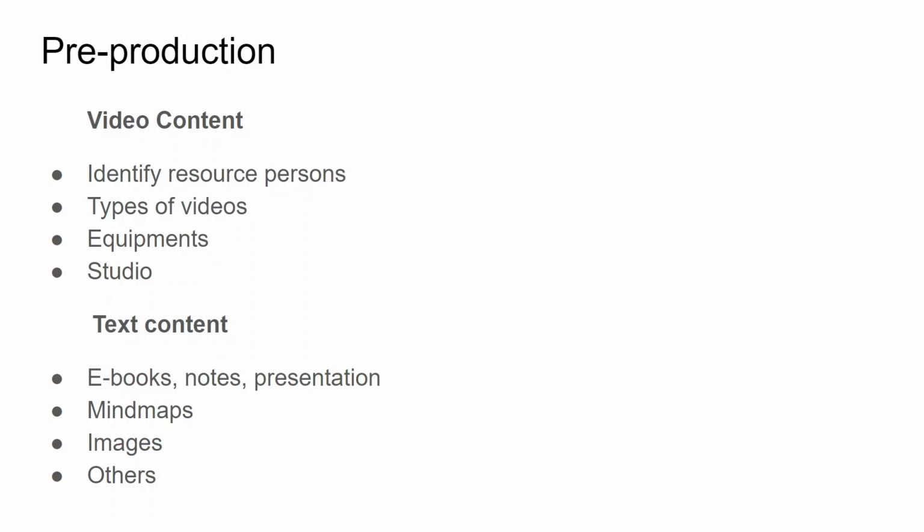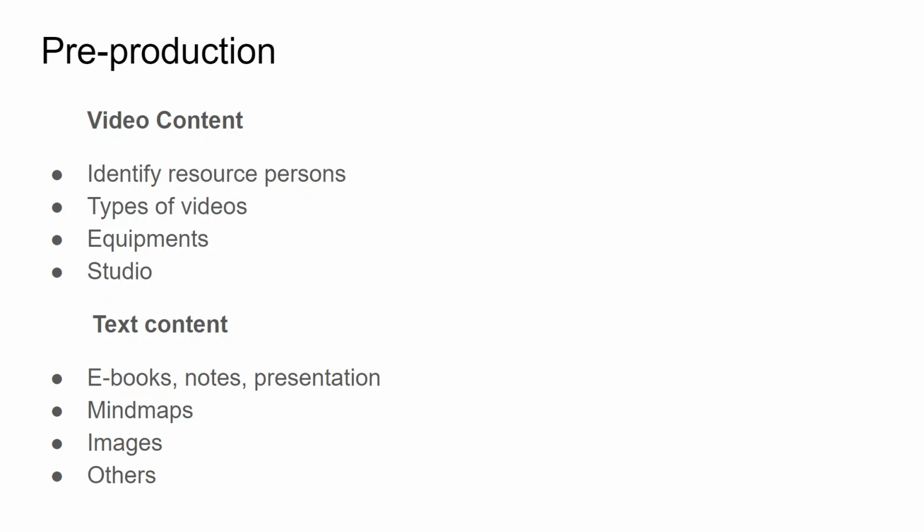Text content: ebooks, notes, presentations, these are the basic forms of text content. You can also have different kinds of text content like mind maps, images, photographs, and other things like charts, interactive charts, and other graphical representations.